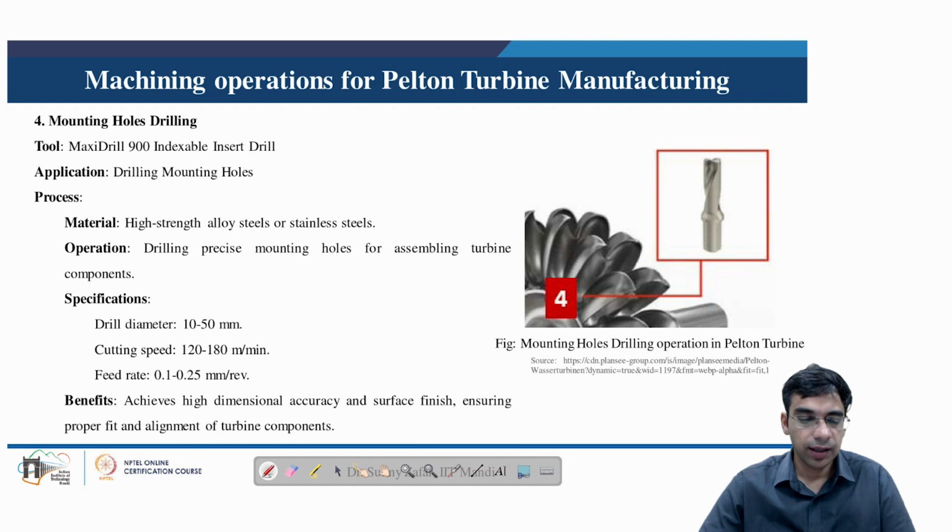So in this case, a drill diameter of 10 to 50 millimeter is used. Cutting speed of 120 to 180 meter per minute is utilized at a feed rate of 0.1 to 0.25 millimeter per revolution. The process achieves high dimensional accuracy and surface finishing, ensuring proper fit of the turbine components.